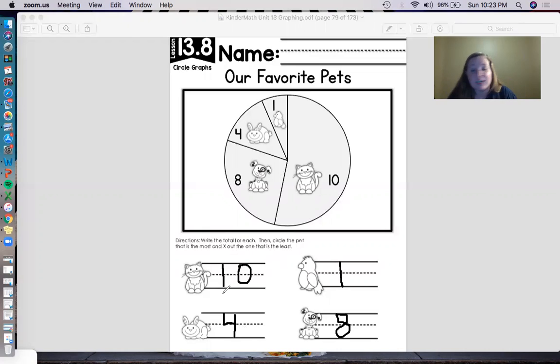Are we done yet? Nope. We need to put a circle on the pet that got the most votes as their favorite pet. So look at our numbers. Which pet has the most or the biggest number? I want you to circle that right now.